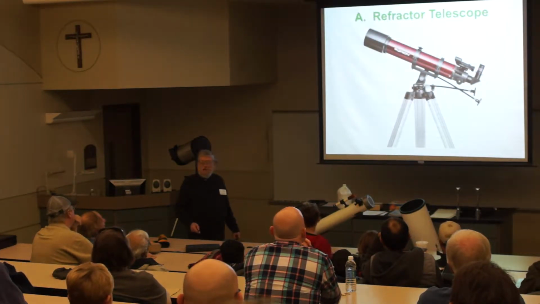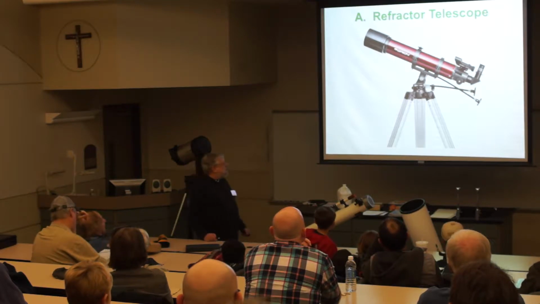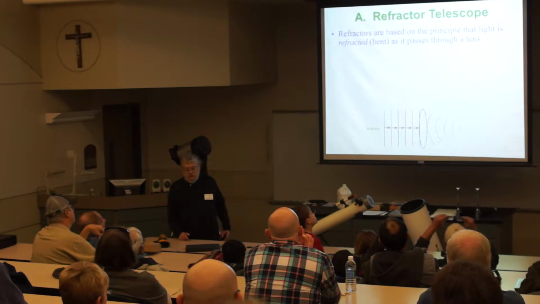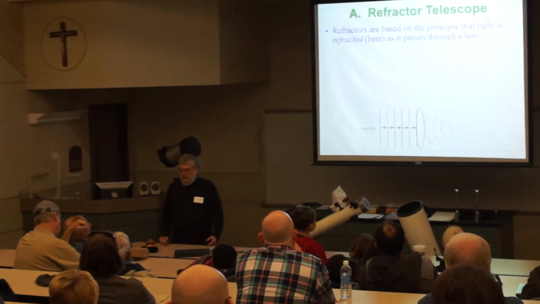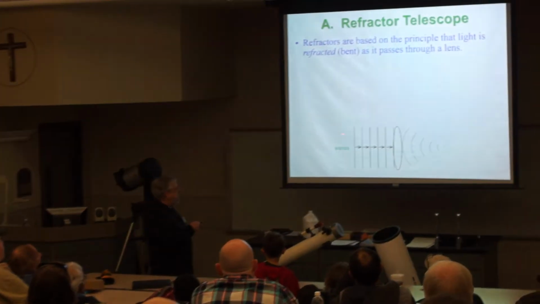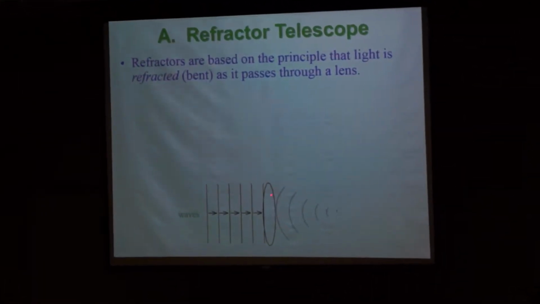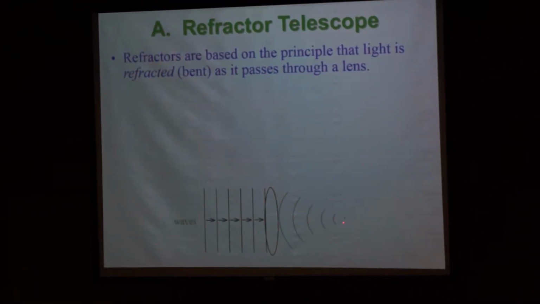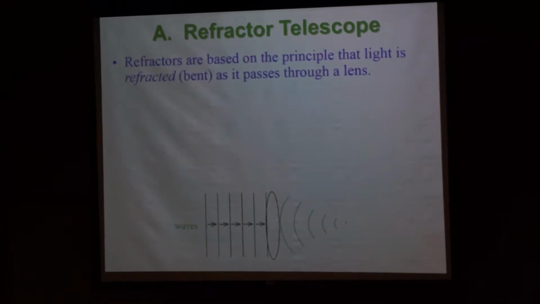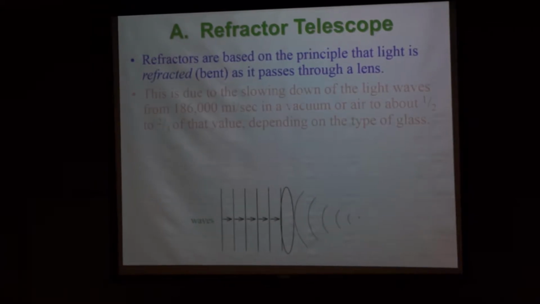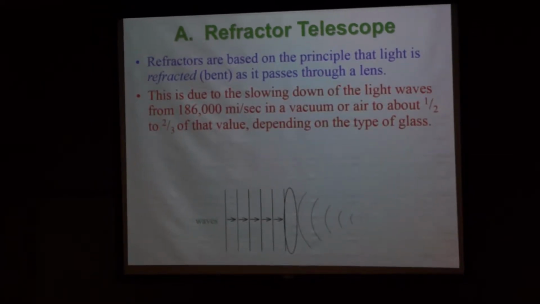More details on the refractor telescopes. A refractor telescope is based on the principle that a lens refracts light. The light waves passing through a lens are bent by the glass as they pass through and eventually come to a focus. The term refracting is just a fancy word for bent. And the reason the light bends as it passes through the glass is because the glass slows it down.